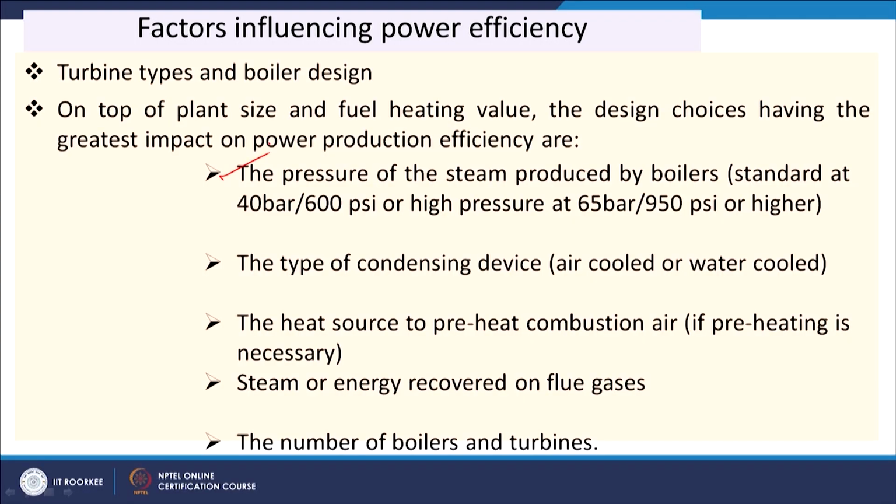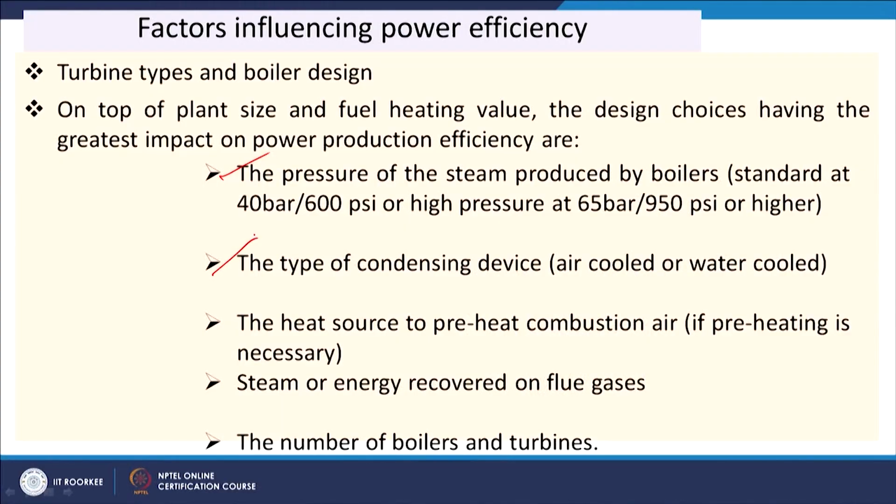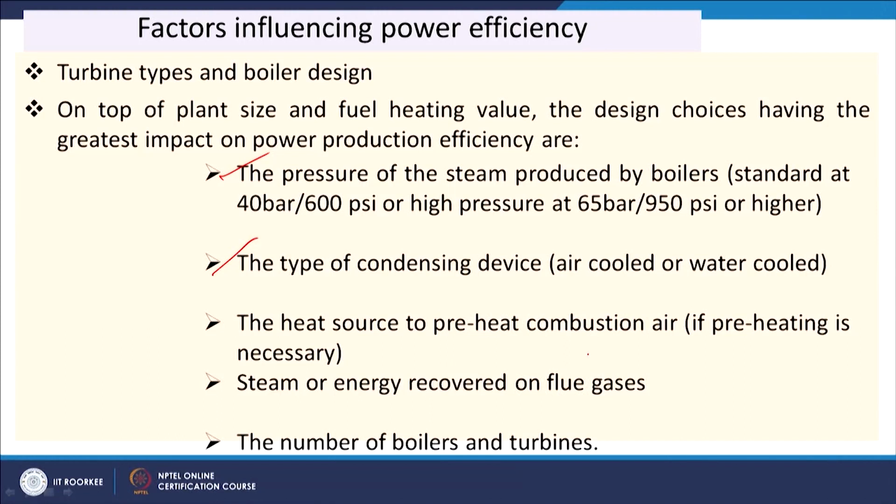Now, it is fine that the fuel heating value and the size of the plant will influence the economy or the performance of the process. Apart from this, the pressure at which the steam is produced will also influence it. Just as we have discussed the pressure ratio, the pressure used will also influence the performance. The type of condensing device, air or water, matters, so the heat transfer coefficient is different. The higher the heat transfer coefficient, the more efficient the heat transfer or recovery, so that also influences the performance of the process. And the heat source to preheat combustion air, that will also matter, whether we are recovering some amount of energy or not.